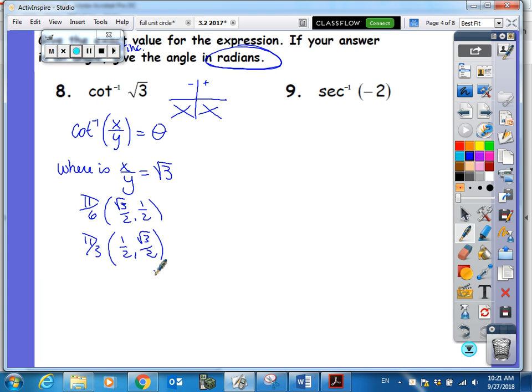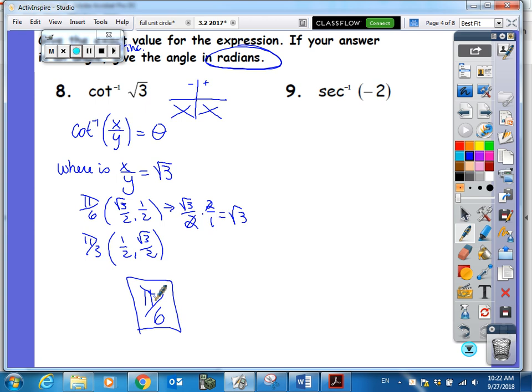All right, so x over y. So we're going to say that's root 3 over 2 divided by 1/2. I can't divide fractions, so I multiply by the reciprocal. 2's cancel, and I get root 3. So there's my answer. Pi over 6.